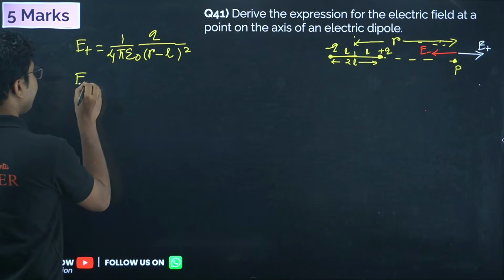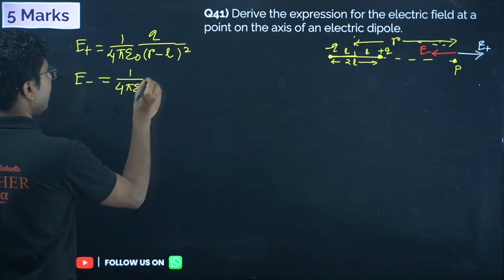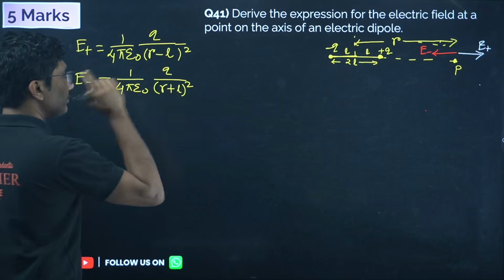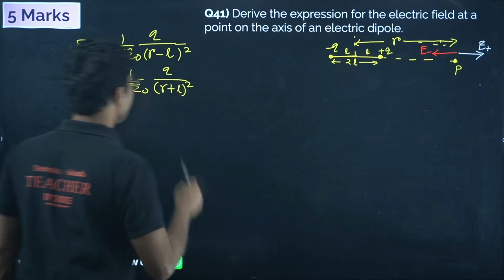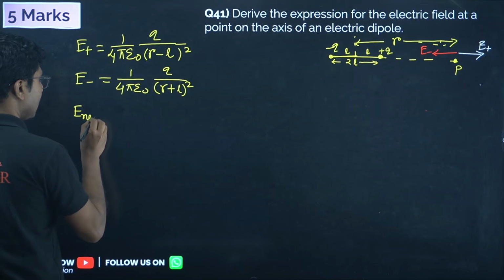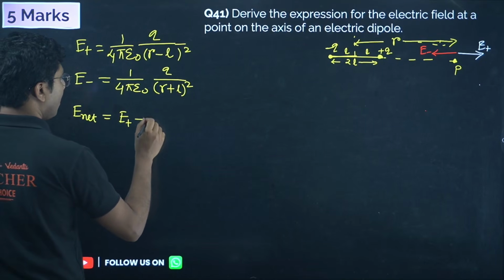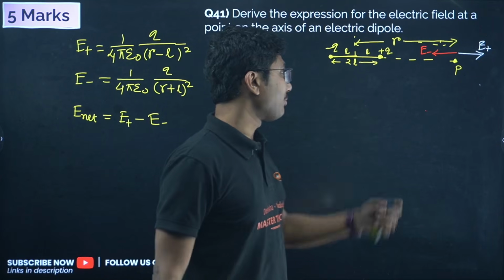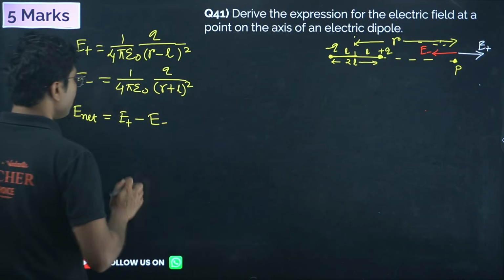What about the negative electric field? Negative electric field is 1 by 4 pi epsilon naught q by (r plus l) whole square. So this distance is r, from the negative charge it is r plus l, so it will be (r plus l) whole square. So what is the total electric field? The net electric field is given by E plus minus E minus, because obviously they are in the opposite direction, and the positive charge being nearer, the electric field due to the positive charge will be more, right?